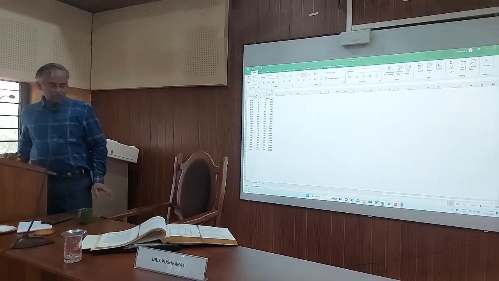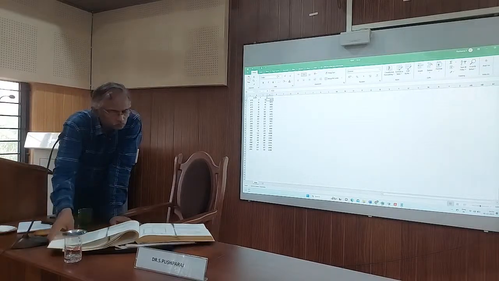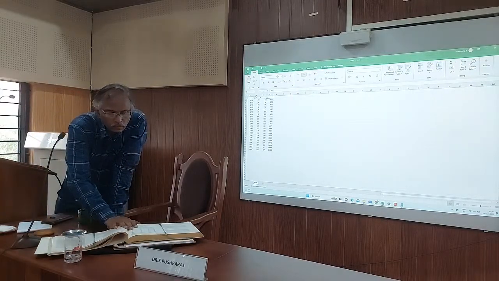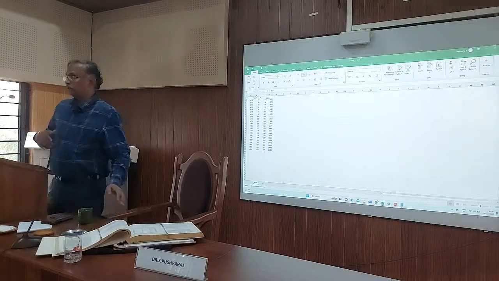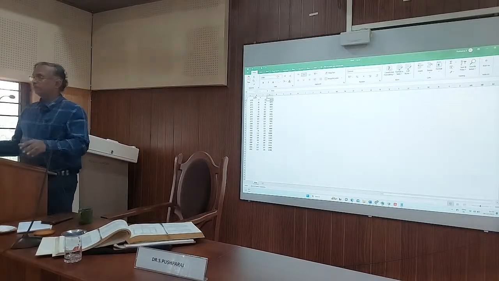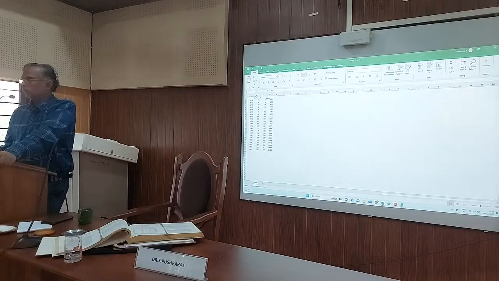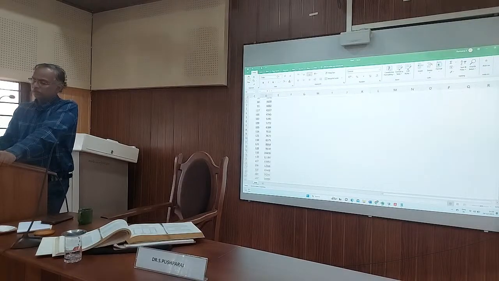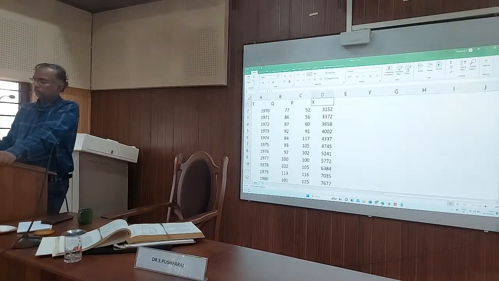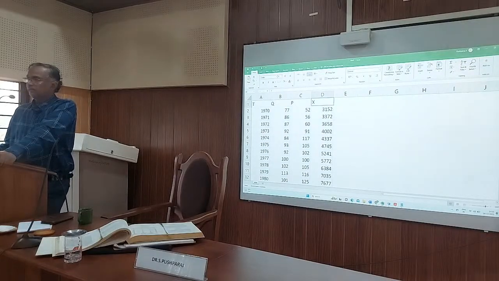Price, quantity, and let me see what it is like. Personal consumption expenditure, proxy for income. X is a personal consumption expenditure or income, right? Proxy for income. Q, quantity demanded or supplied. P, price, and X is the personal consumption expenditure. Three variables, right? It is there in the Gujarati textbook, right?